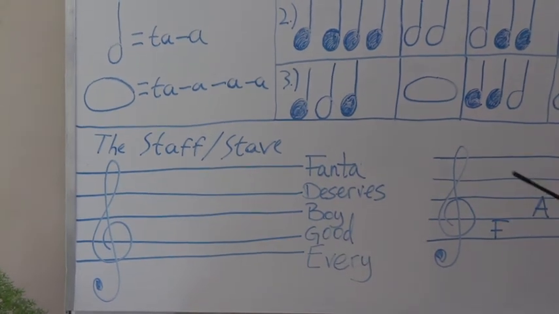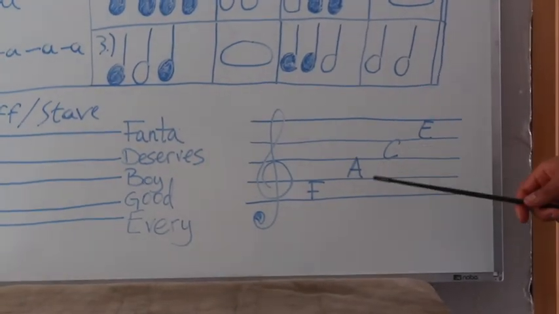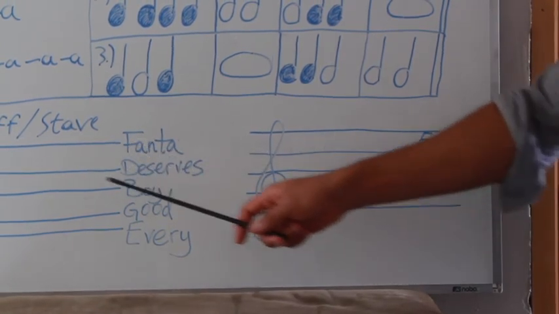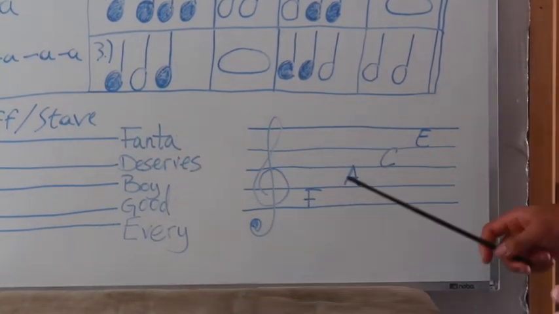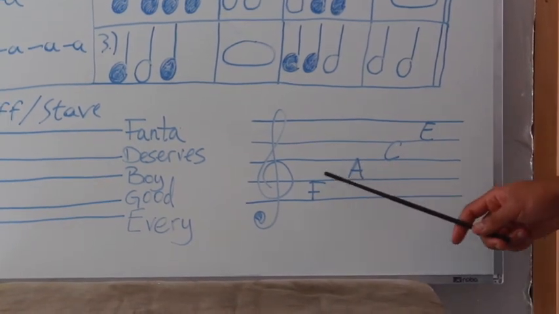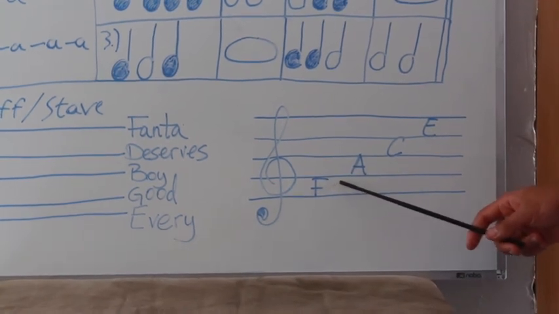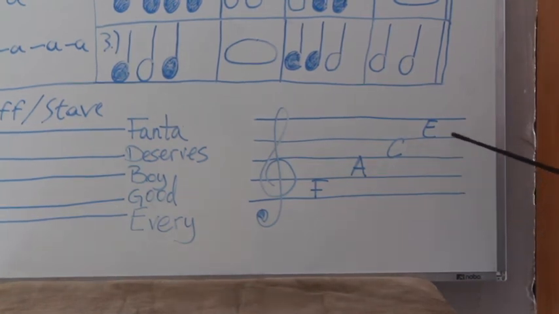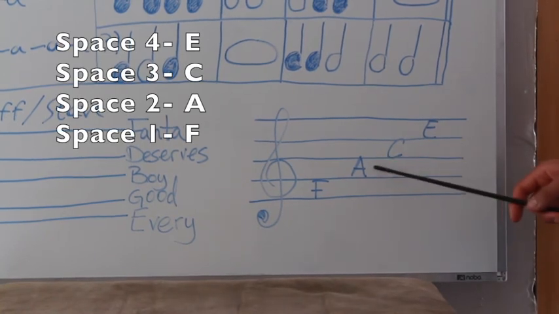Now let's go over here. Over here you can see we have another word, but this time it's not on the lines, it's in the spaces. You see, when we had this over here, we had the lines right here, but in between the lines you have a space. And in between these spaces we have a face. Super easy. F gets the first space, space number 1. A gets space number 2. C gets space number 3, and E gets space number 4. So space 1, space 2, space 3, space 4, F, A, C, E.